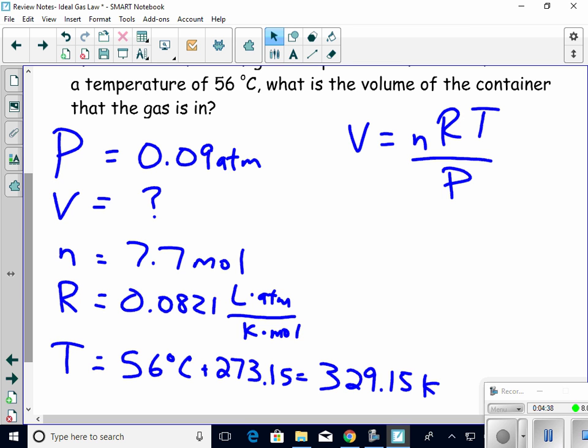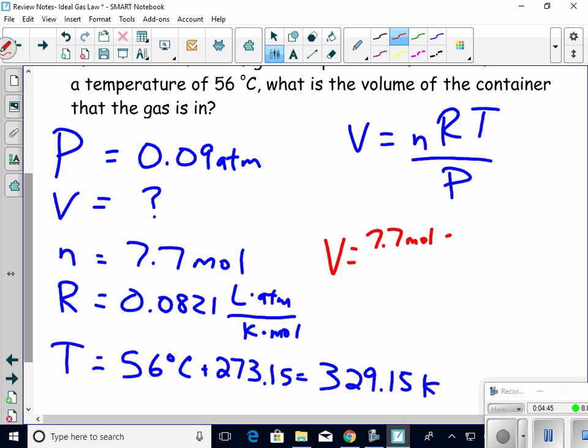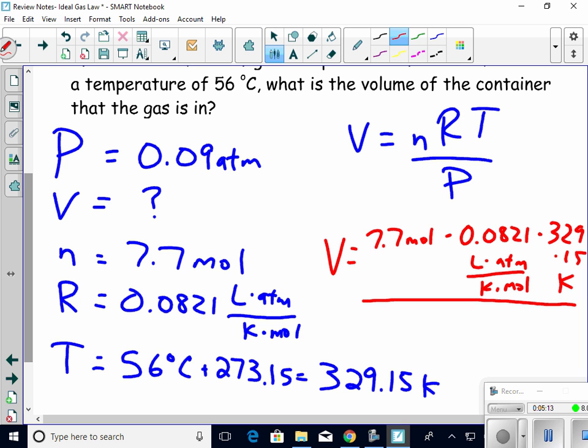Plug in numbers then, folks. V is equal to n is 7.7 moles. R is the ideal gas constant. Okay. T is the temperature, 329.15. And let's see, my label here is liters atmosphere over. And all of this is over my pressure.